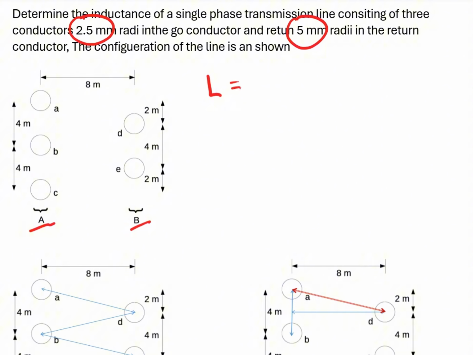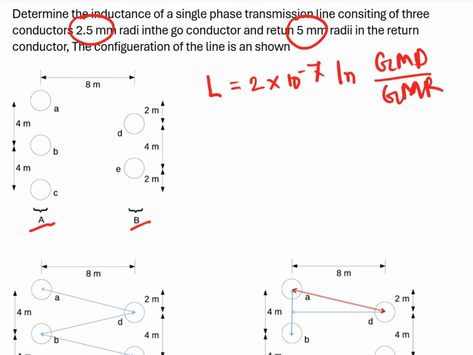The empirical equation of L is equal to 2 into 10 to the power minus 7 ln GMD over GMR. Let's start with GMD.